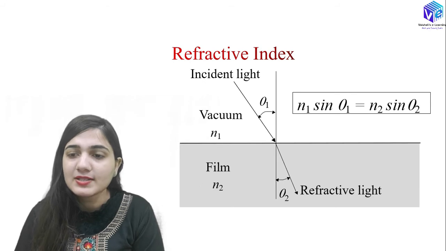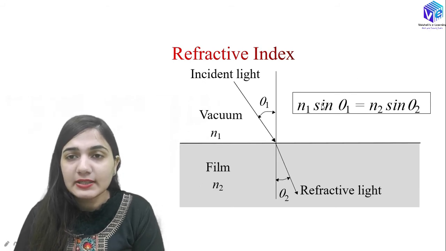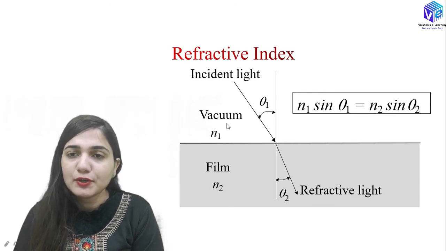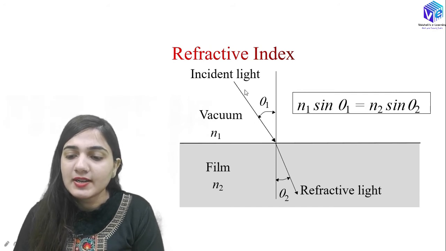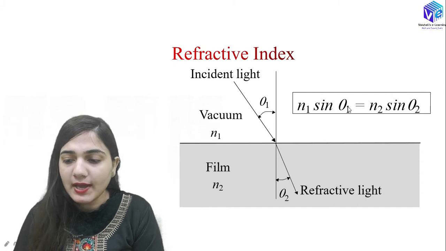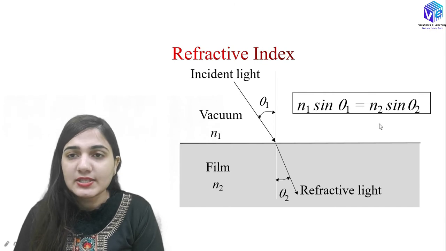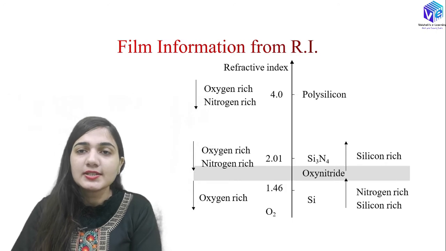So according to Snell's law, N1 sin theta1 is equal to N2 sin theta2. Okay, now here I know N1, as I have already told you, N1 is the refractive index of the vacuum, that we know. The theta1 incident light angle with the normal, I know that, and I know theta2 as well. So with the formula I can find out the N2 easily. Okay, so this is how the refractive index calculations can be done.